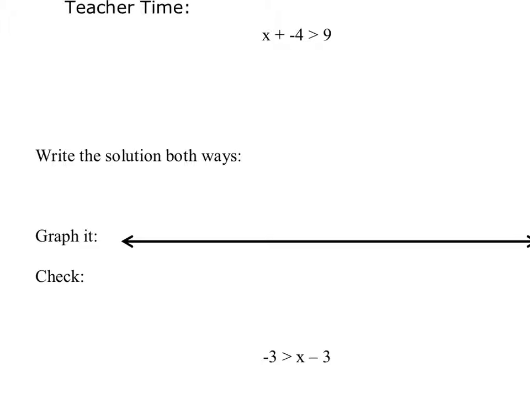Viviana. Add a positive 4 to both sides. That would get the x alone. So our goal is, again, that we're trying to get the x alone. So here we see this cancels out, leaving us x is greater than 9 plus 4 is 13.